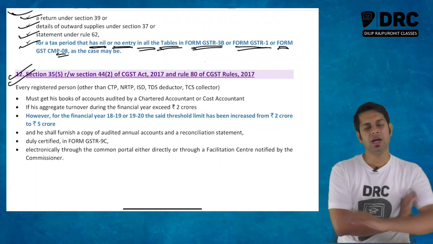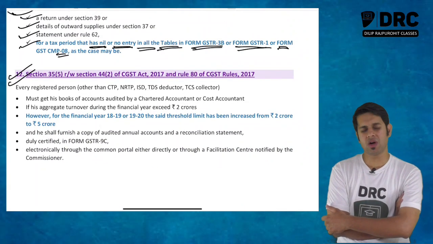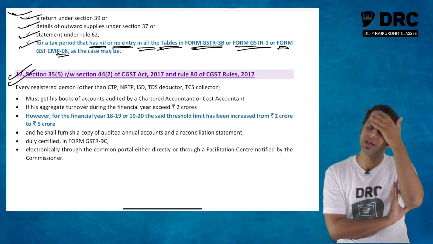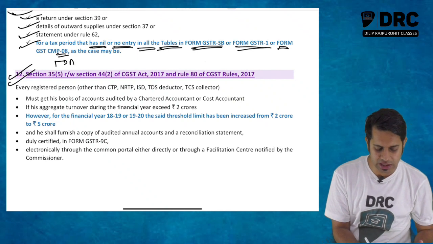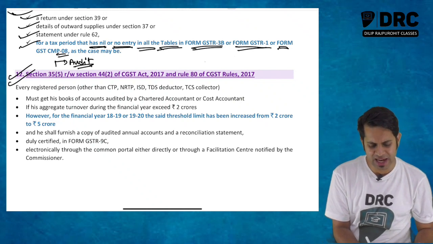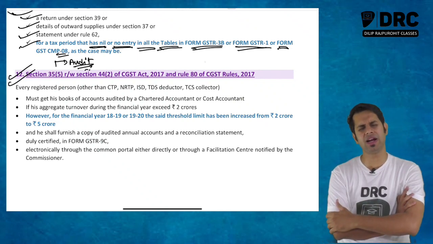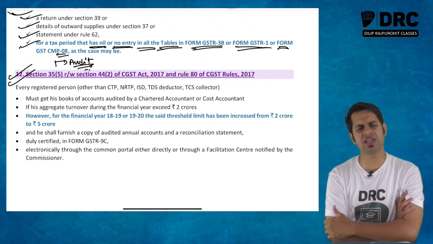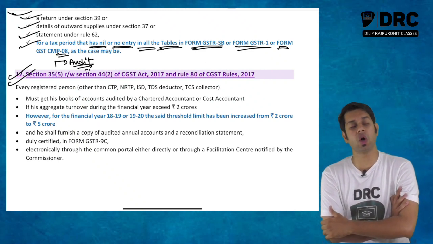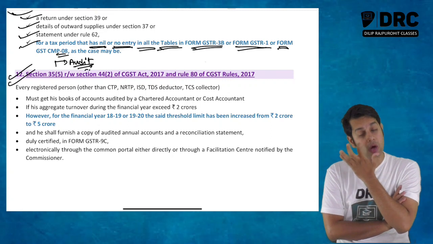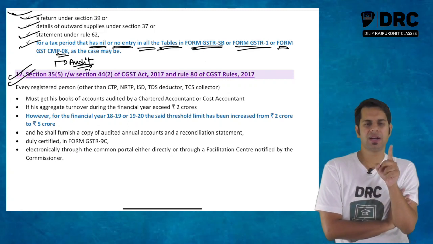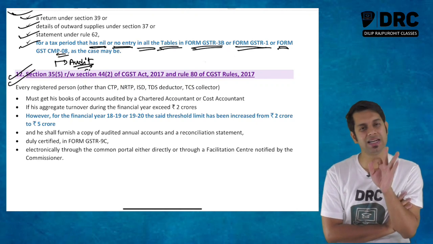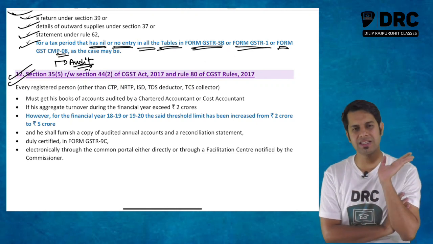Then there is the Accounts and Records chapter. There is section 35 subsection 5, which talks about GST audit. It says an audit is required to be conducted by a cost accountant or a chartered accountant. A chartered accountant or a cost accountant is required to do GST audit. When should he do GST audit? If the aggregate turnover of the registered person exceeds 2 crore rupees.